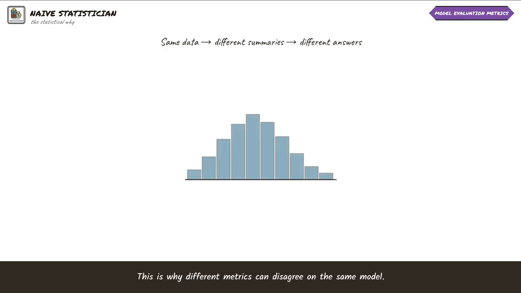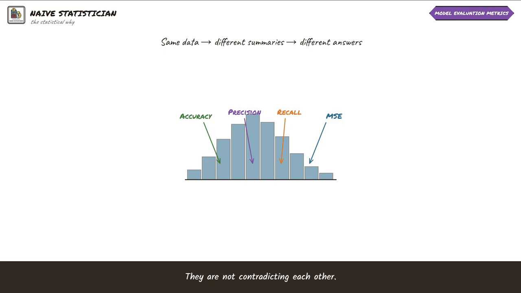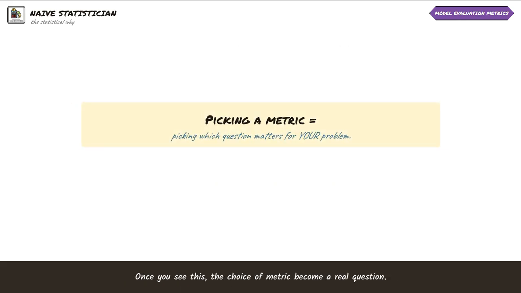This is why different metrics can disagree on the same model. They are not contradicting each other. They are simply summarizing different aspects of the error distribution. Once you see this, the choice of metric becomes a real question. Which aspect matters for my problem?